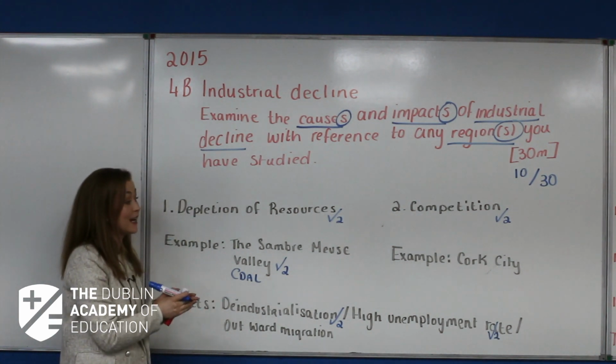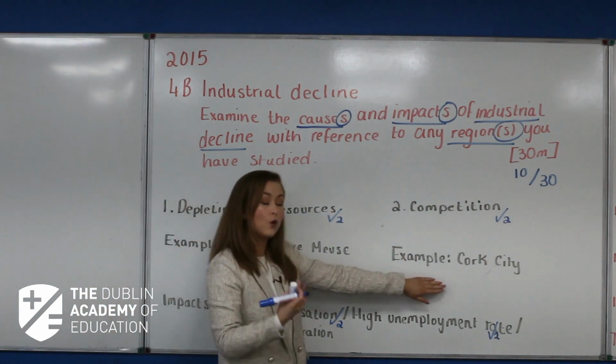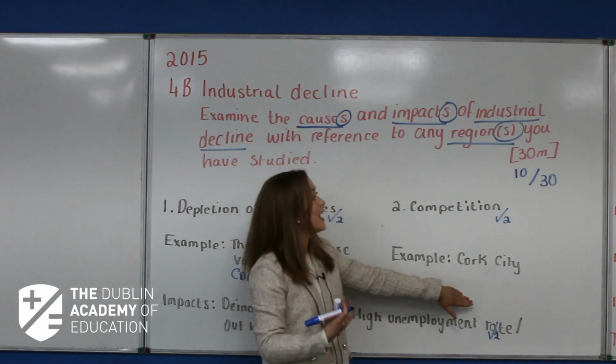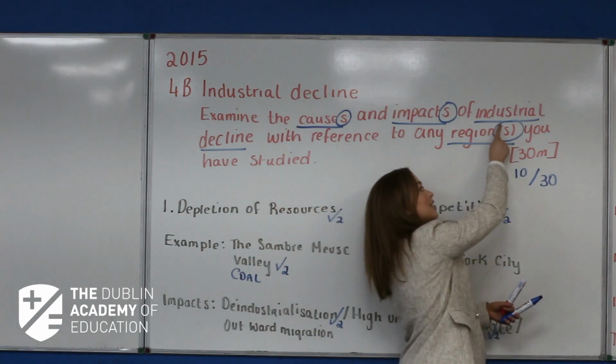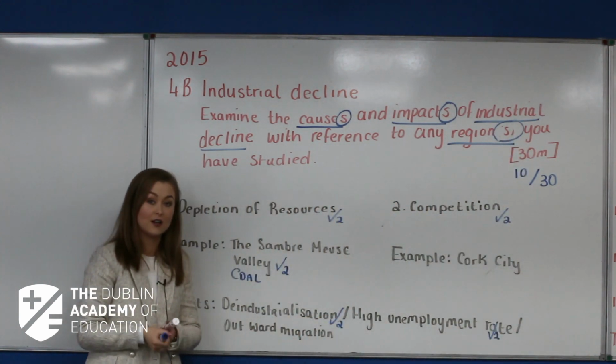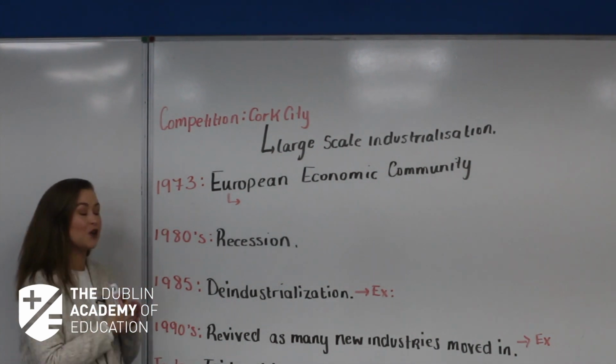Today, what we're going to have a look at is our second one, which is Cork. Now, with Cork, I'm going to look at it for half an essay in case they remove the brackets here and force us to do 2 regions of industrial decline. So what we're going to have a look at now is just competition in Cork City.